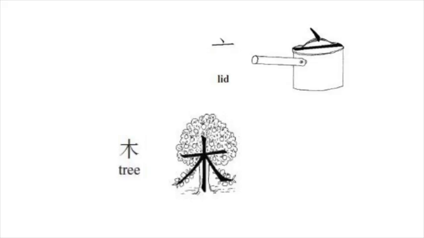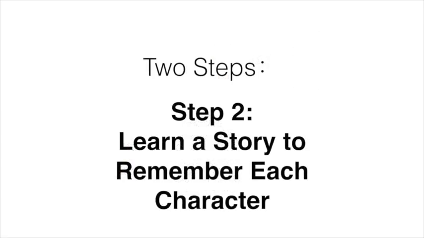Or if you're just talking about a radical that isn't a character by itself, for example, the radical part that looks kind of like a lid, that's the word that we'll use to describe it. This is a very common method. I think you may already be familiar with that. So let's go ahead and move to the second part.